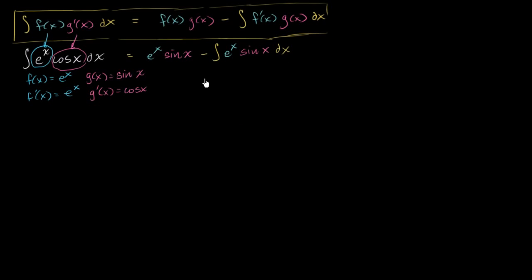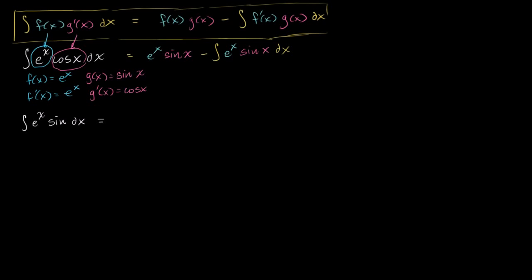Now, it doesn't look like we've made a lot of progress. Now we have an indefinite integral that involves a sine of x. So let's see if we can solve this one separately. Say we were trying to find the antiderivative of e to the x sine of x dx. How could we do that?